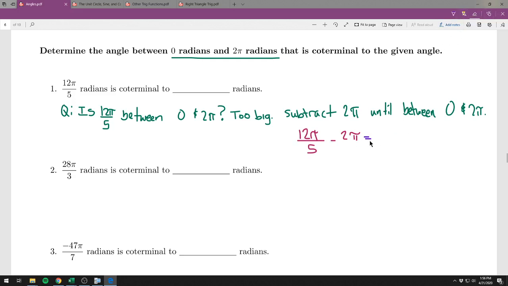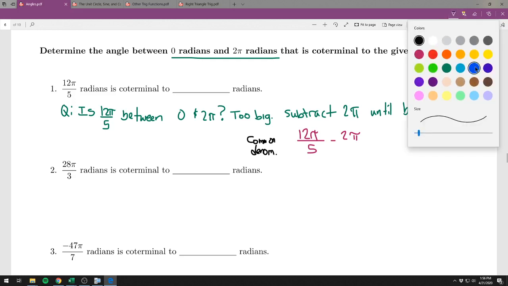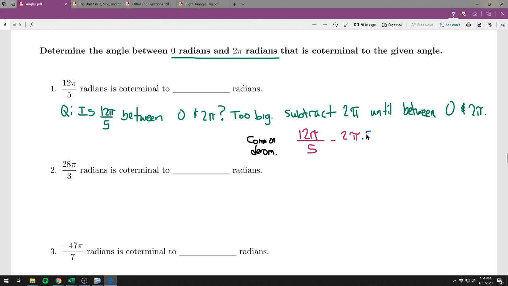The numbers don't work too well sometimes. Well, if you want to simplify this as one fraction and combine them, you need to get a common denominator. And this is something you should be well familiar with. Getting a common denominator, we multiply the 2 pi by the opposite denominator, 5 over 5. Then this was 12 pi over 5, because that one already had the denominator, minus 2 pi times 5 is 10 pi over 5. Once you have the common denominator, then we can subtract them together. 12 pi minus 10 pi is 2 pi over 5.